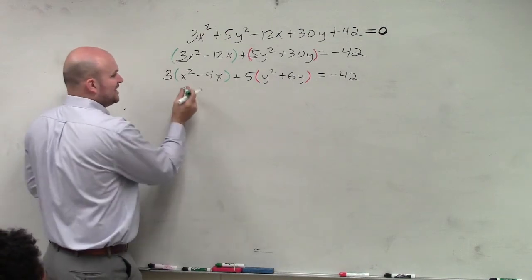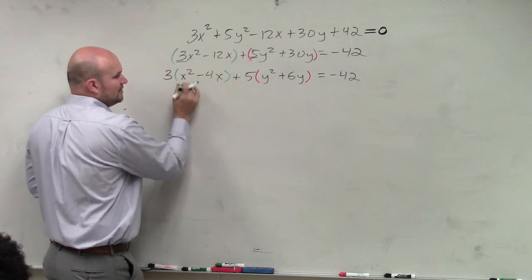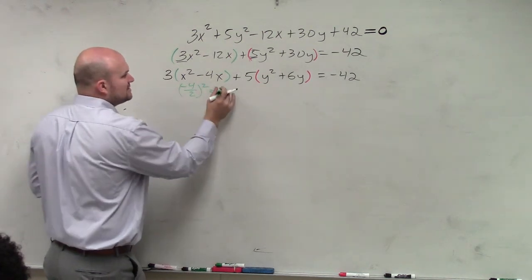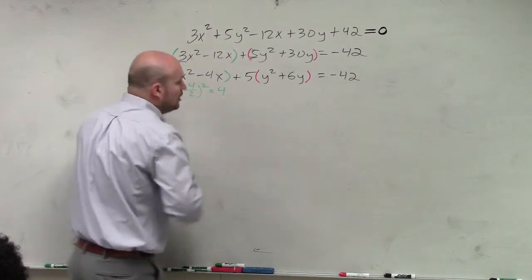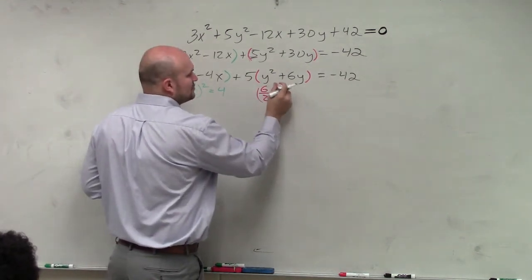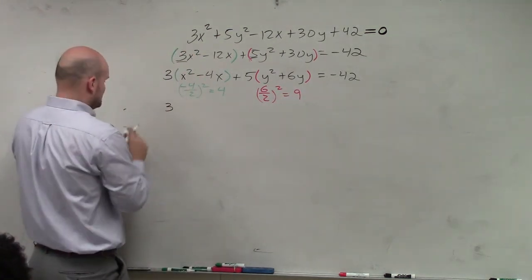So to find that value, you take your b divided by 2 and square it. So in this case, it's negative 4 divided by 2 and squared. Negative 4 divided by 2 is negative 2. Negative 2 squared is 4. Over here, we take our b, which is 6, divided by 2 and square it. That case is going to be 9. So now my equation looks like this.